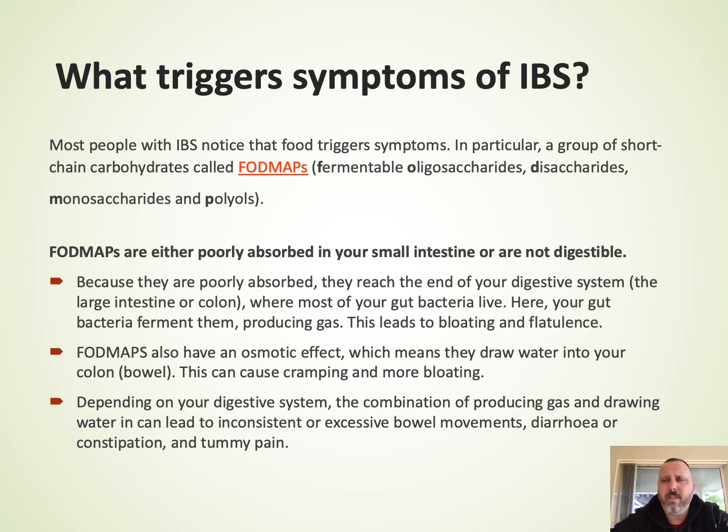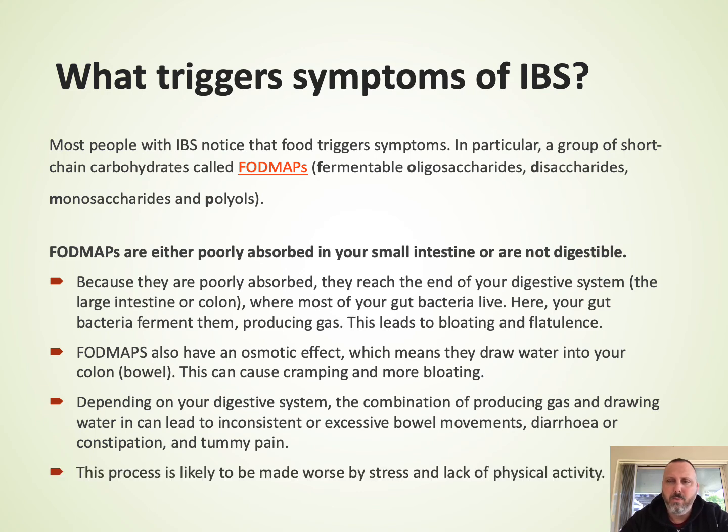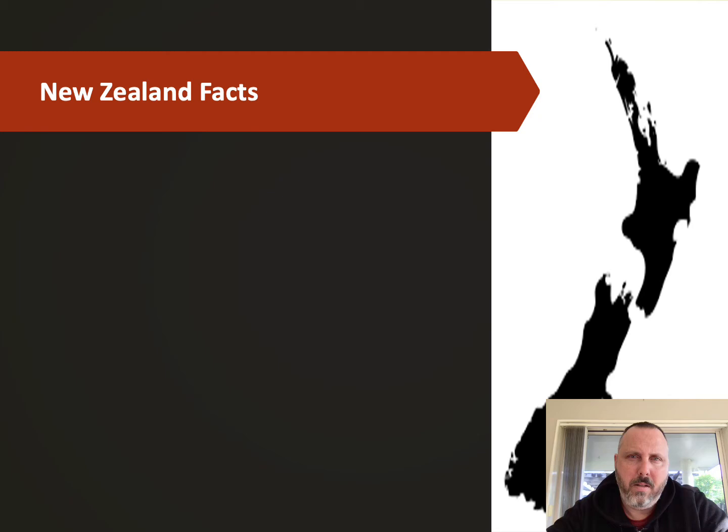Depending on your digestive system, the combination of producing gas and drawing water can lead to inconsistent or excessive bowel movements. So on one side, excessive bowel movements, diarrhea, watery bowel movements and trouble controlling that sometimes, or on the flip side, constipation, not enough water in the stool, and tummy pain. So the process is also more likely to be made worse by stress or lack of physical activity.